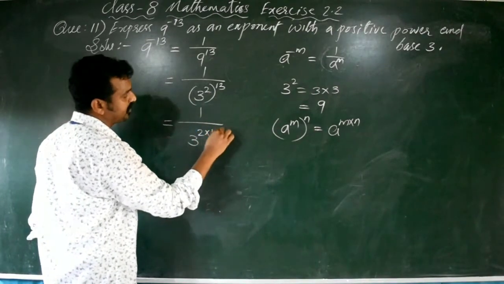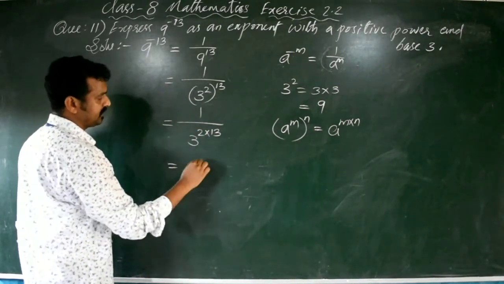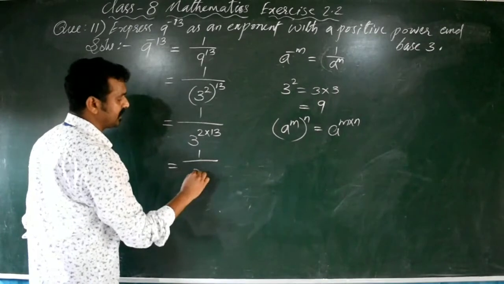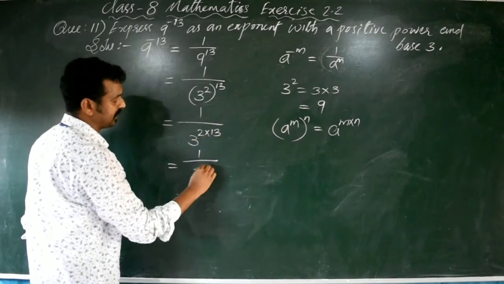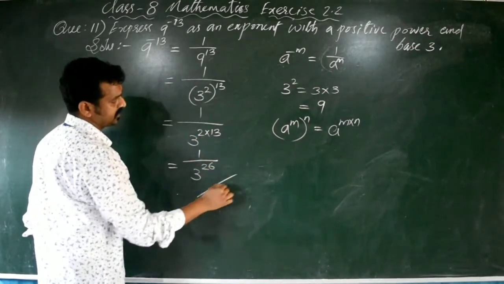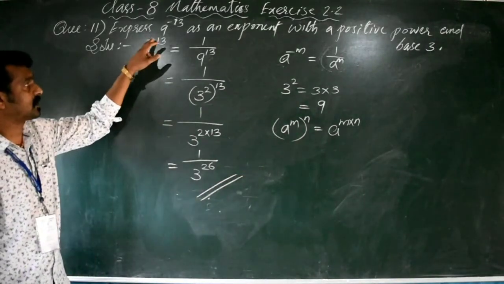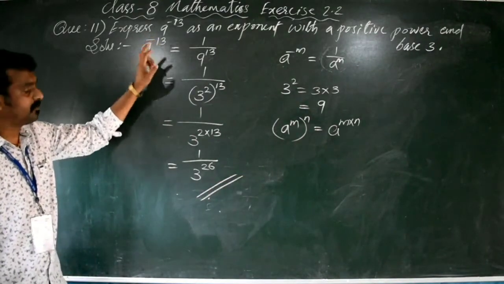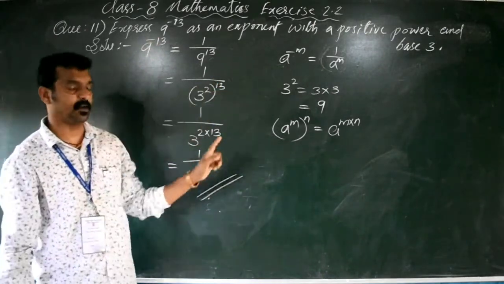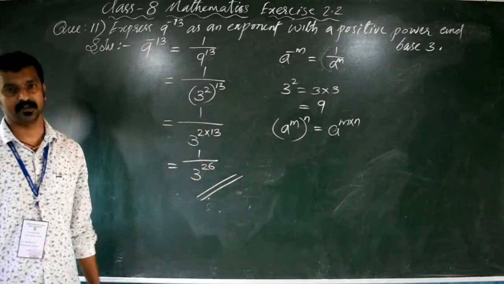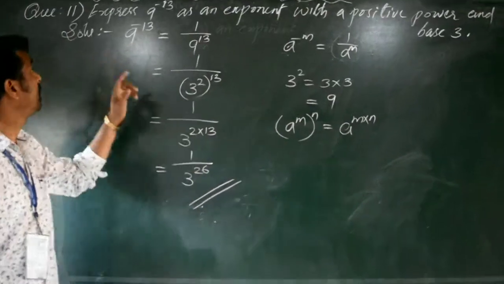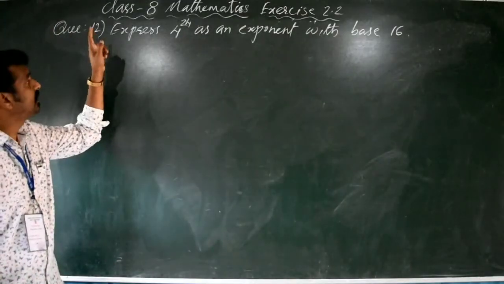3 raised to 2 into 13, so that is equal to 1 divided by 3 raised to 2 into 13, that is 26. 1 divided by 3 raised to 26. Now the exponent or the power has become positive and the base is 3. That is the answer.